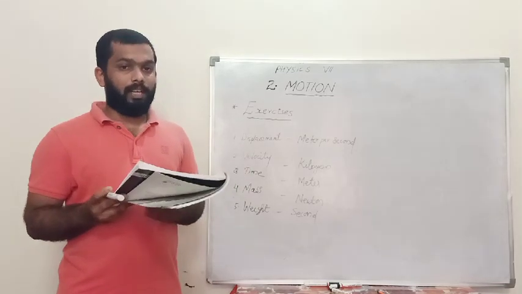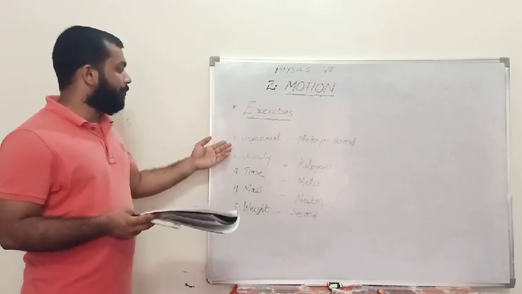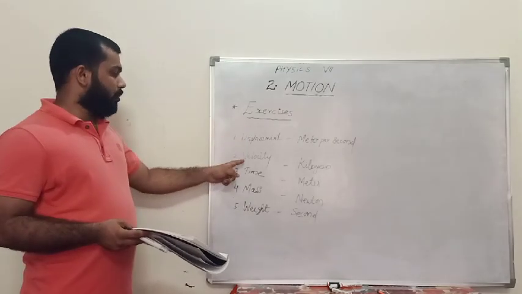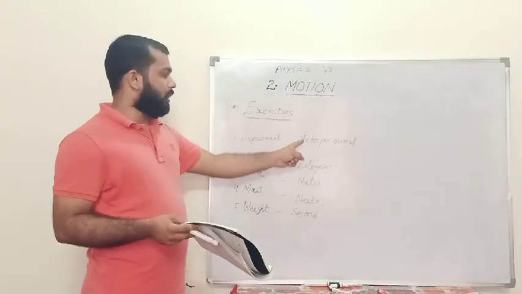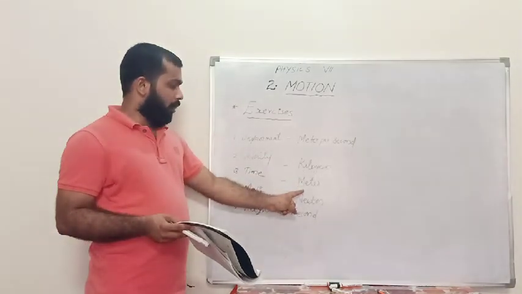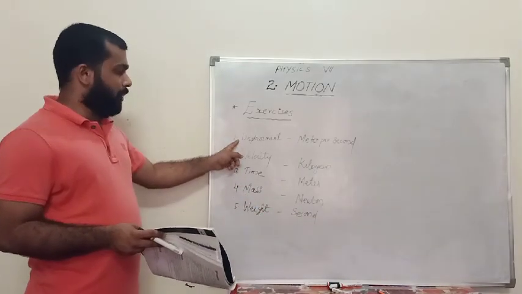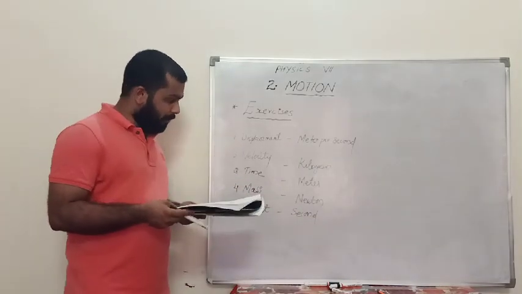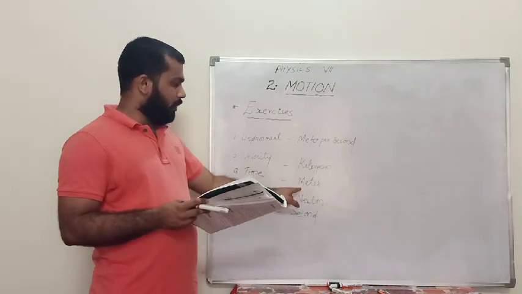Next set, match the following columns. Two columns are there. First column: displacement, velocity, time, mass, weight. Second column: meter per second, kilogram, meter, Newton, second. So first one is displacement. What is the answer for displacement? Displacement is measured in meter.